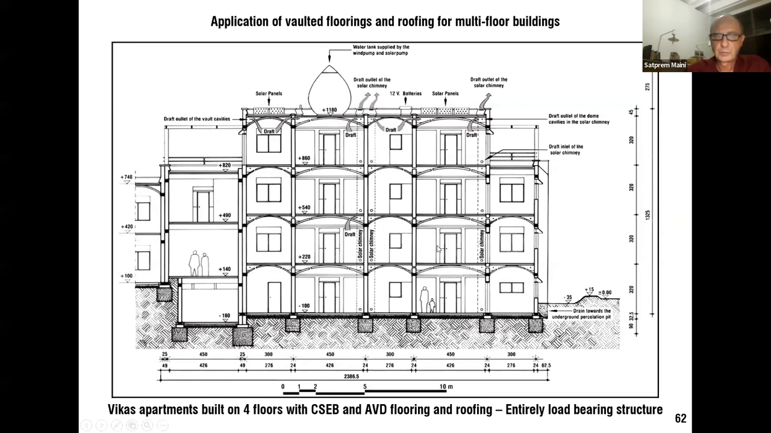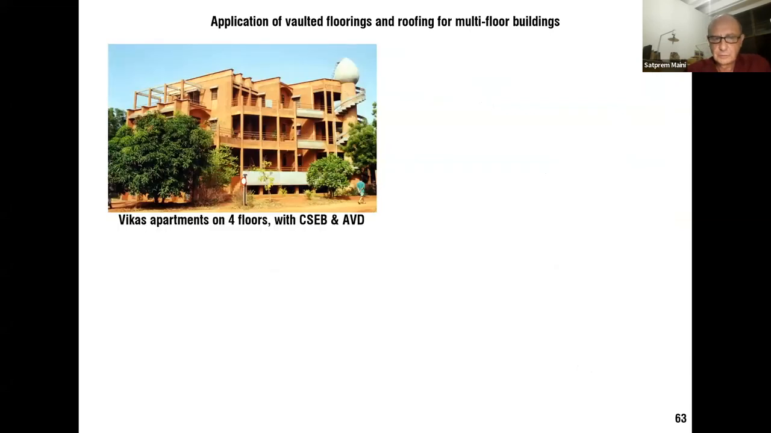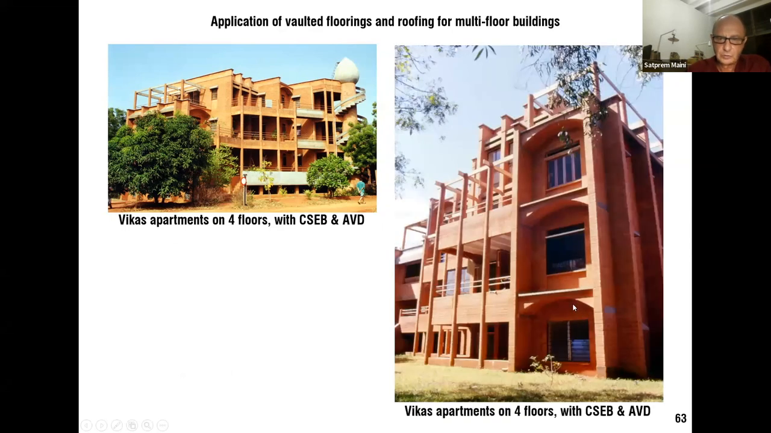So now we see examples of buildings with arched vault and domes. This is again Vika's on four floors. Every apartment has a dome for the living room here and a vault for the bedrooms here. So this is from the garden side, vaults for the bedroom. You have ferrocement channels for the terraces here. And inside you have a square dome.